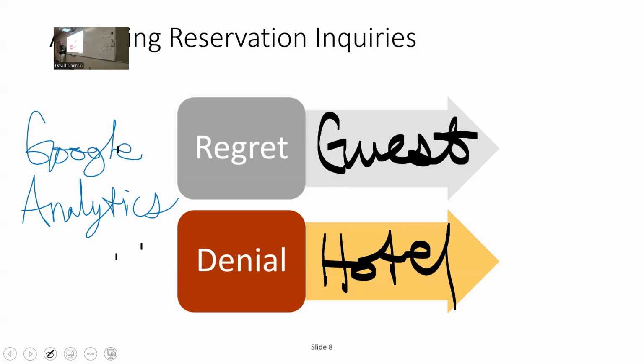It can tell you when they entered your website and what page they left on. So if they came in and started looking for reservations for specific dates and ended up not booking, that's a regret. Somebody calls the hotel and says, hey, I'm just looking for the rate on this date. And they decide not to book with you. That's a regret.